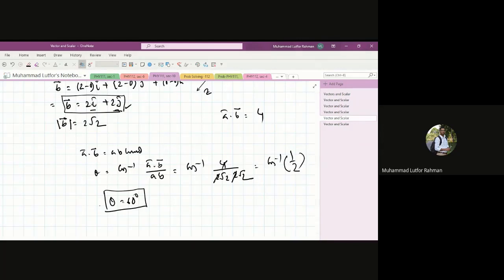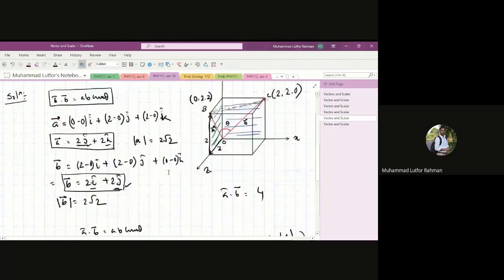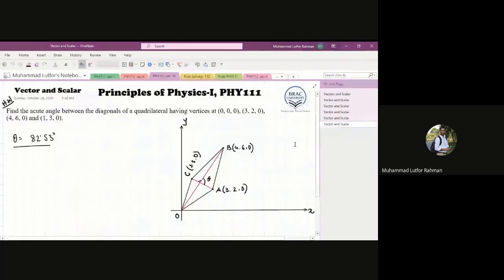So that's how we can utilize this vector thing in our real life. So there will be a homework for you. This one is the homework. I give you the coordinates of 3 points. This is the origin, and you have the point A is 3,2,0, B is 4,6,0, and C is 1,3,0. It's basically a quadrilateral. So you have to find the angle between the diagonals of this quadrilateral. But that angle must be the acute angle. So that will be your homework, and this answer will be 82.53. Try it at your home.